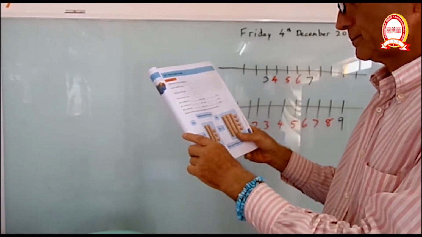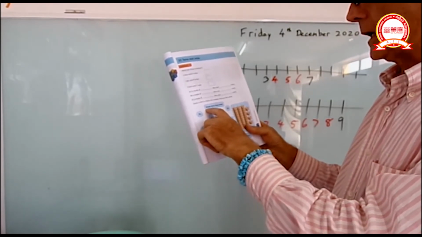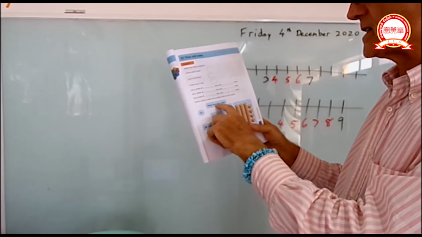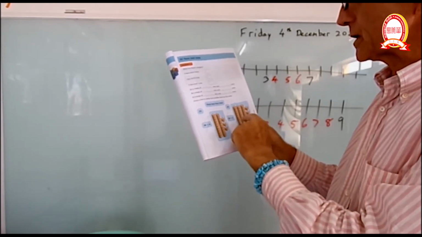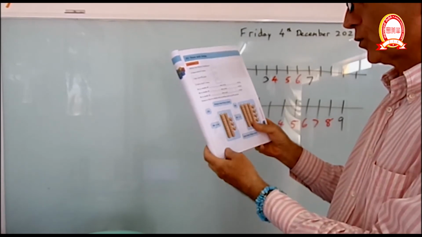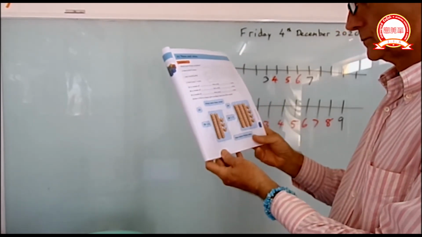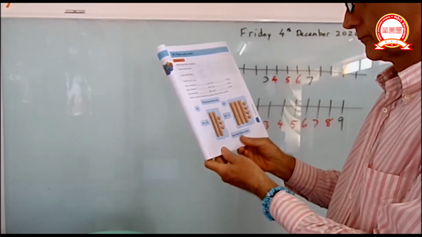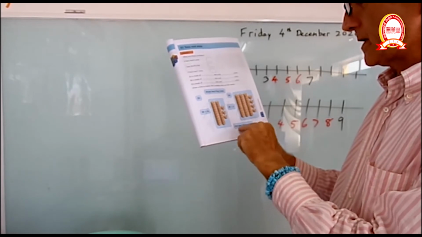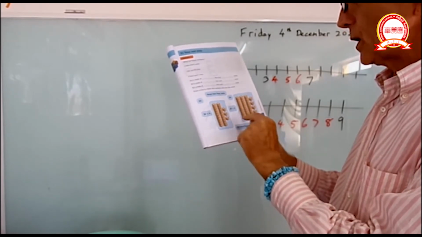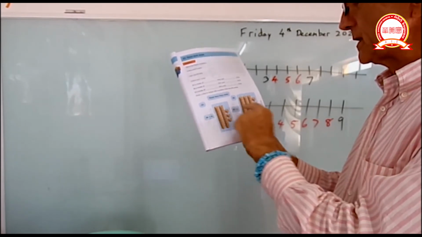Now then, it says here 3 10s and 4 1s. So which one of these pictures is 3 10s and 4 1s? Is it this one or this one? Here it says 2 10s and 3 1s. Which one of these two pictures goes with this? Does this go with this or this?